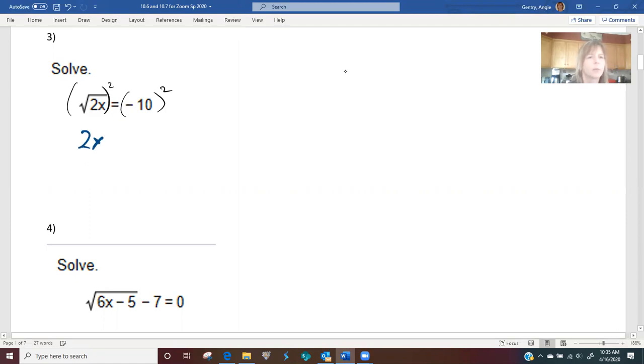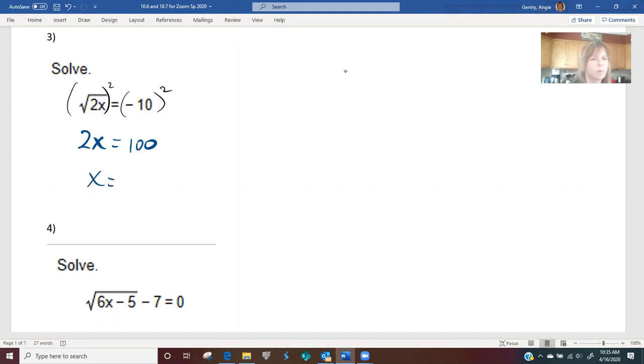So the 2x comes out. And then a negative 10 squared is a negative 10 times a negative 10, which is 100. Then you get x is, this is funny writing, 100 divided by 2 is 50. So x equals 50. Now let's check this.